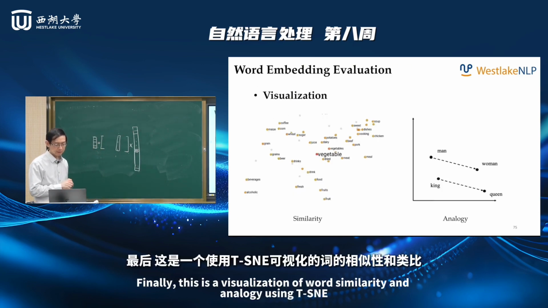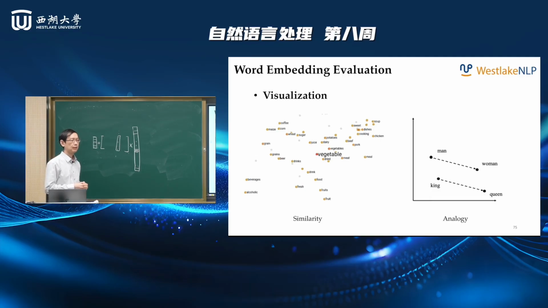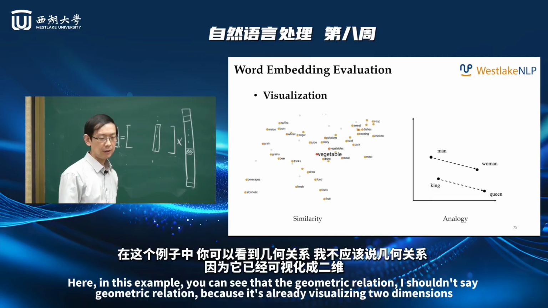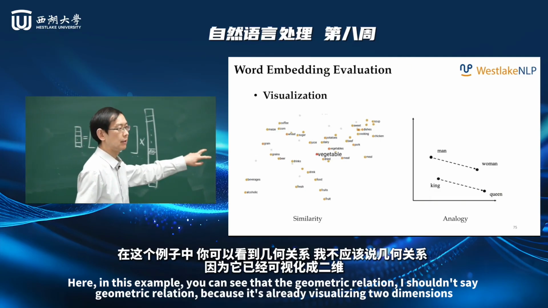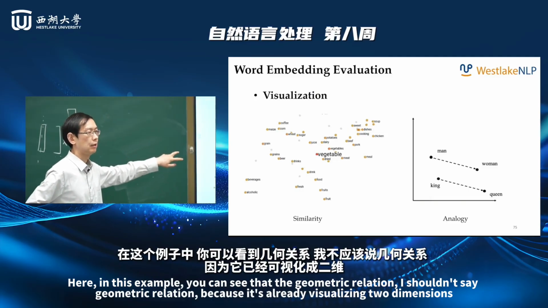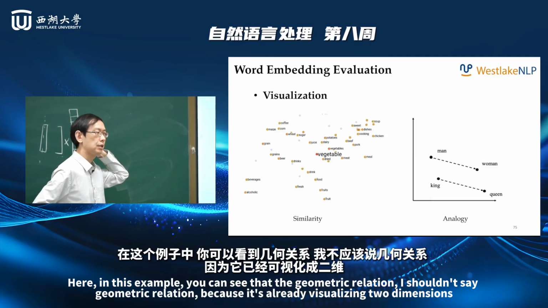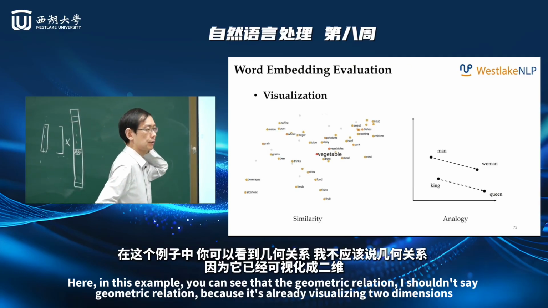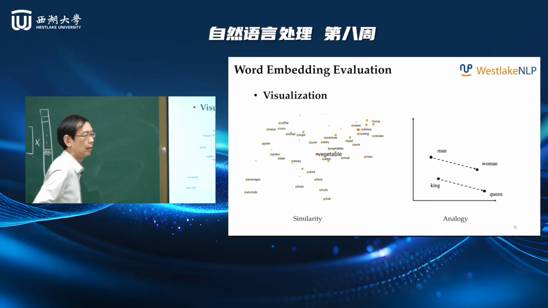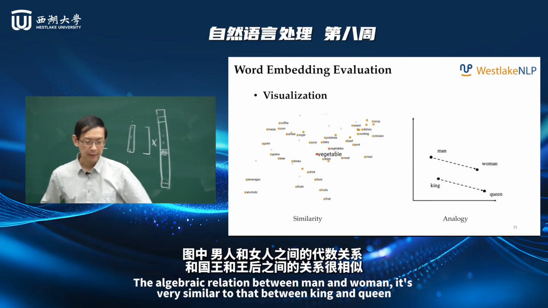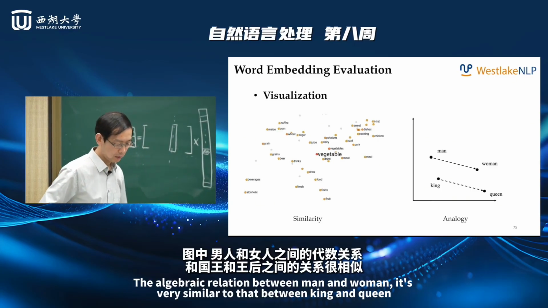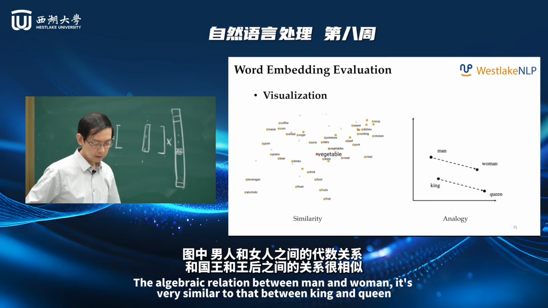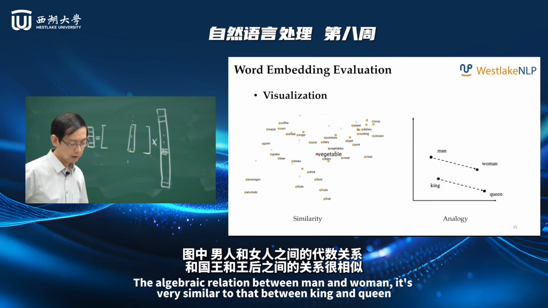Finally, this is a visualization of word similarity and analogy using t-SNE, okay? Here in this example, you can see the geometric relation, I shouldn't say geometric relation because it's already visualized in 2 dimensions, but the algebraic relation between man and woman is very similar to that between king and queen.